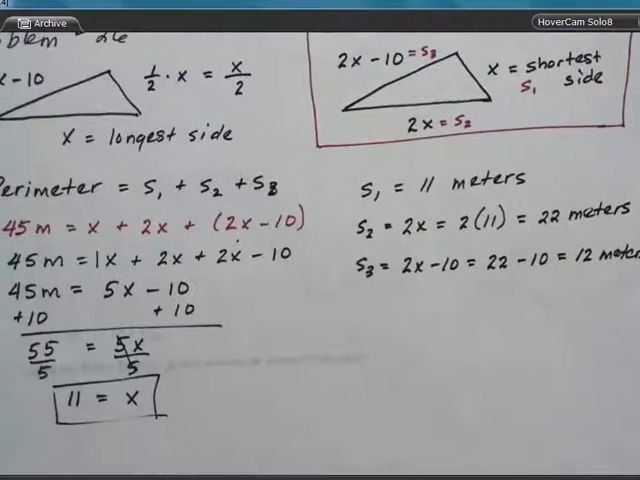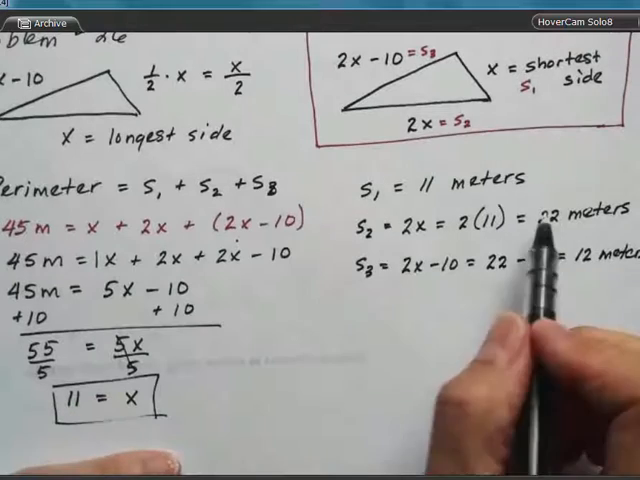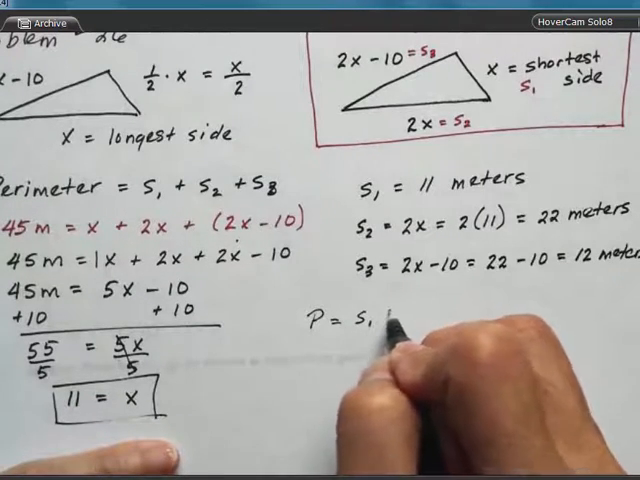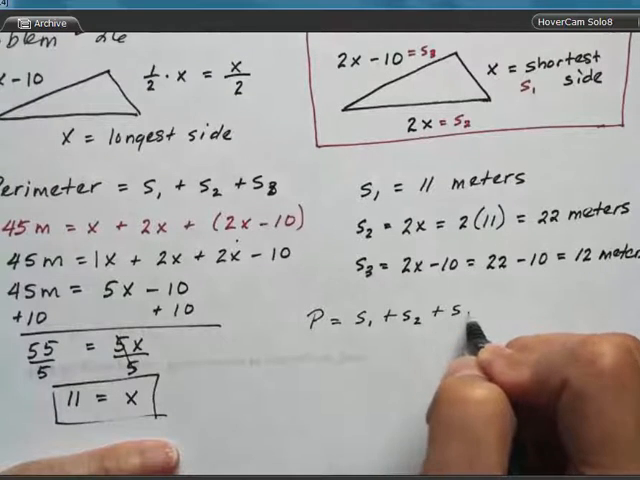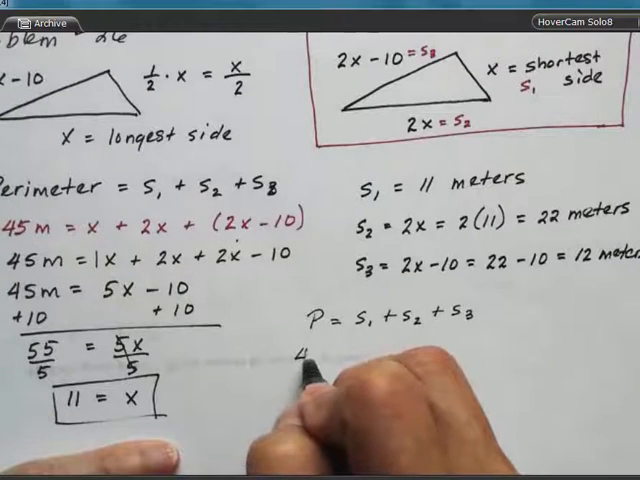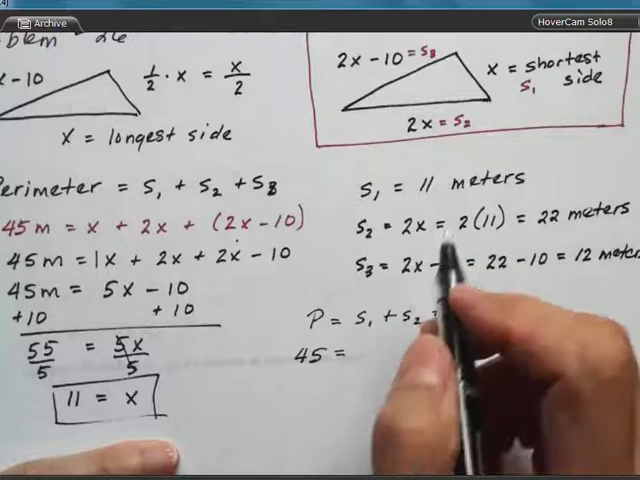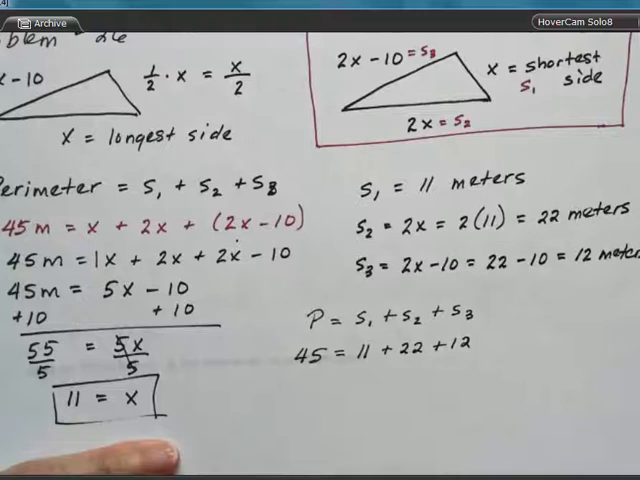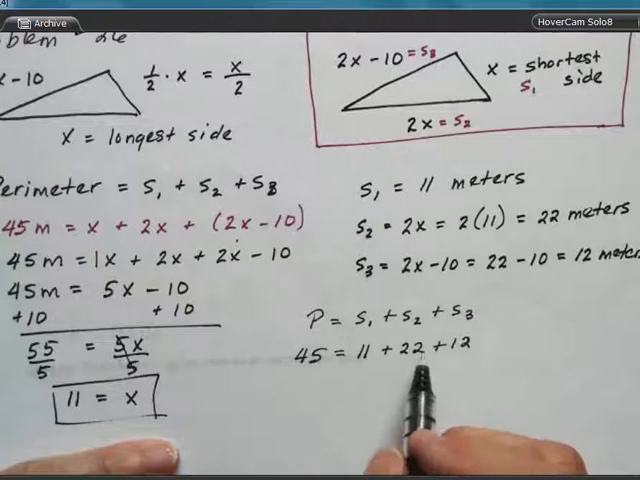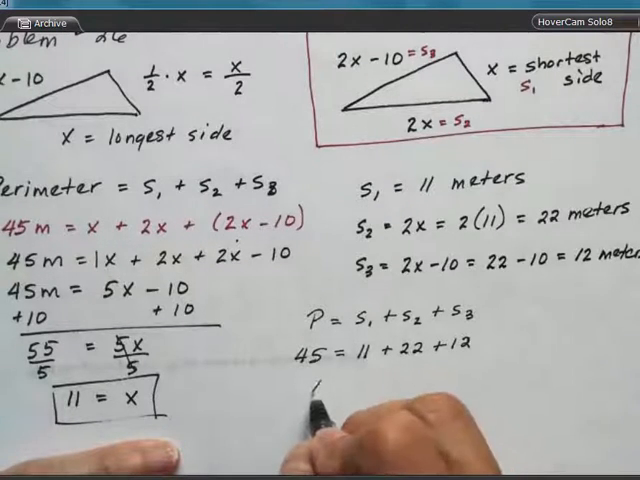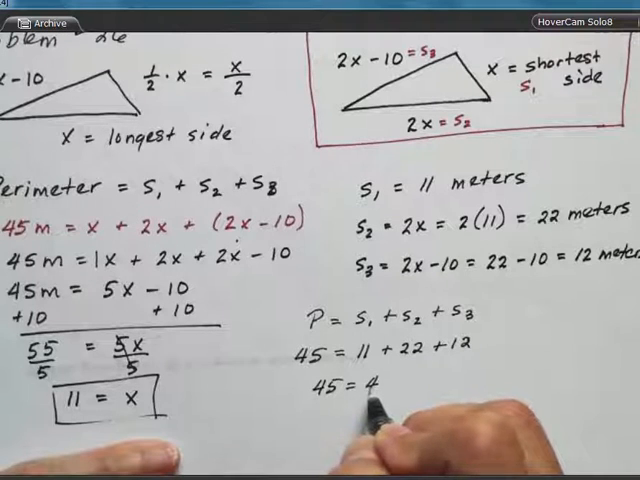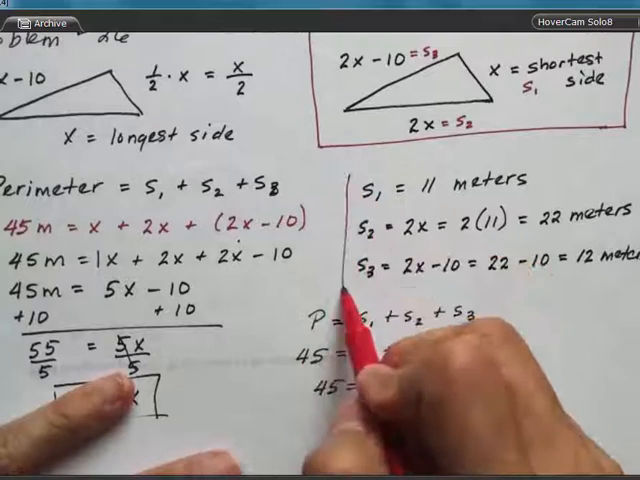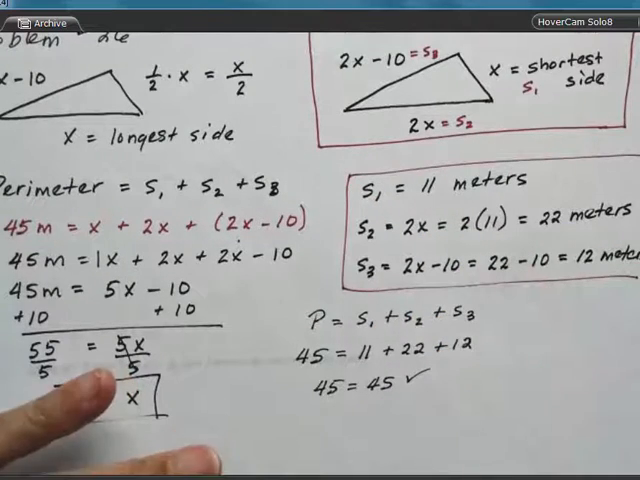Now if you figured this all out correctly, remember that your perimeter has got to be equal to side 1 plus side 2 plus side 3. So 45 had better equal 11 plus 22 plus 12. See, 33, yep. So 45 equals 45. It checks, and this is my answer to problem number 26.